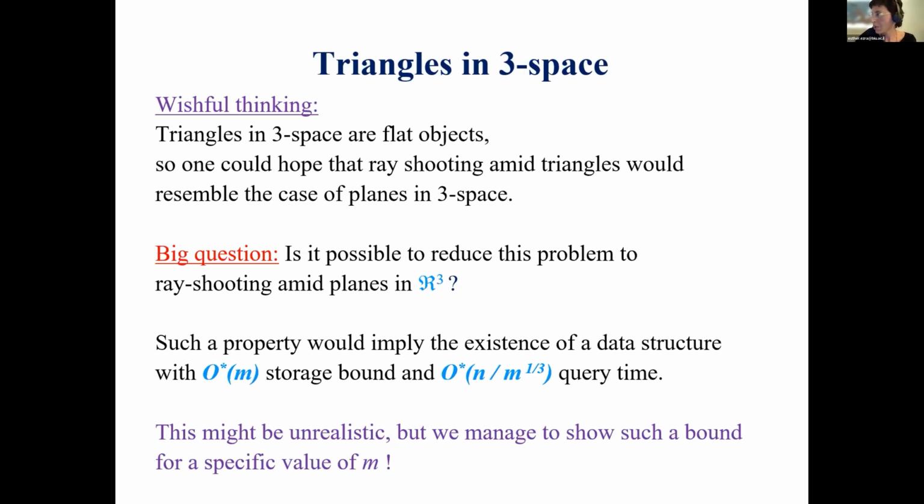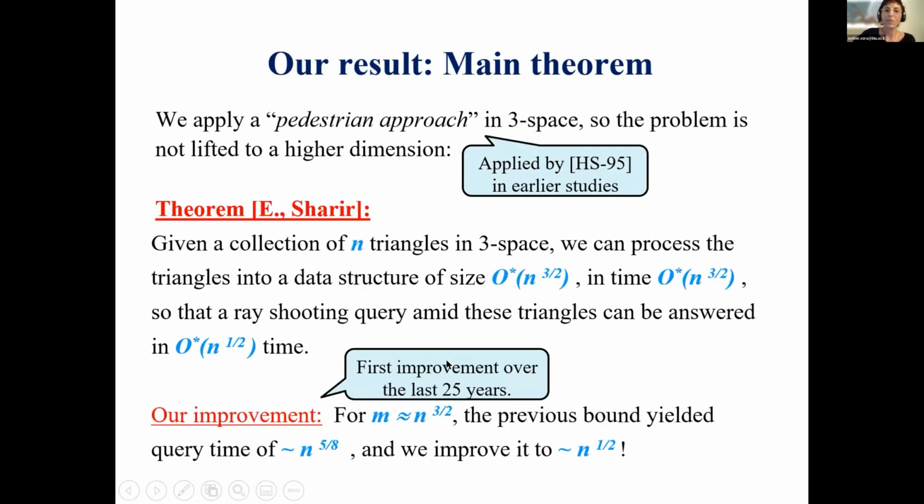But what we did manage to get is to show such a bound for a specific value of m. So we do not get the whole trade-off, but for one specific value of m, we get the same behavior as that of planes in 3 space. And this is one of our main results. So here we apply what is called the pedestrian approach in 3 space. Such an approach in the plane was also applied by Hershberger and Suri. So the problem is not lifted to a 4-dimensional space. We stay in 3 space.